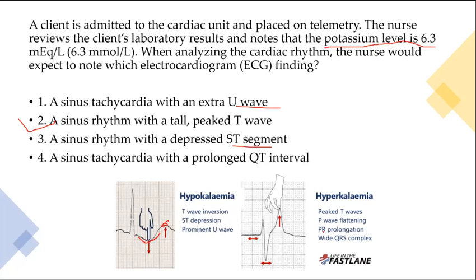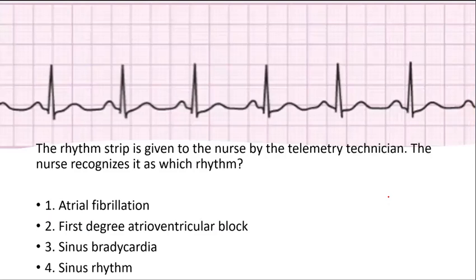But with hyperkalemia, you're going to see the peaked T wave. So that's what we mean by peaked. You also see the P wave flatten, so normally where we should have a P wave is missing. You will see the PR interval will be prolonged, more than 5 small boxes, just like we said on the last slide, and the QRS complex will be wide. So that tells me my patient is hyperkalemic. So number 2 would be our correct answer.